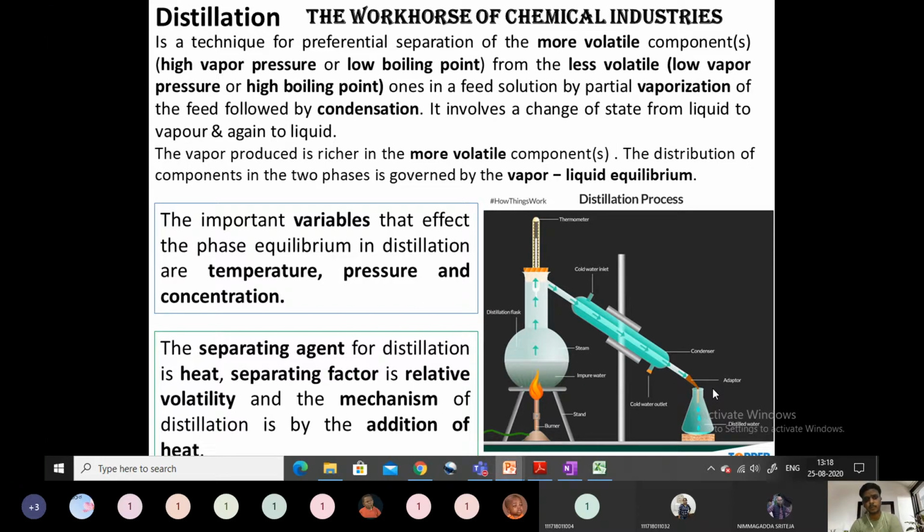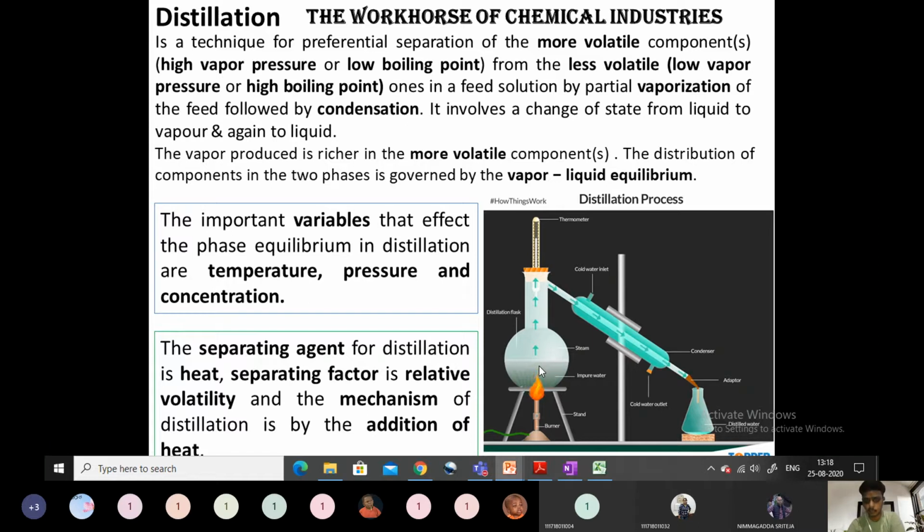So okay, the vapor produced is rich in the more volatile component. Obviously, when we heat the mixture, the component which has a low boiling point, or is more volatile, will be vaporized. So the vapor will contain more of the volatile component compared to the mixture present in the distillation column. So the vapor will be rich in the more volatile component.